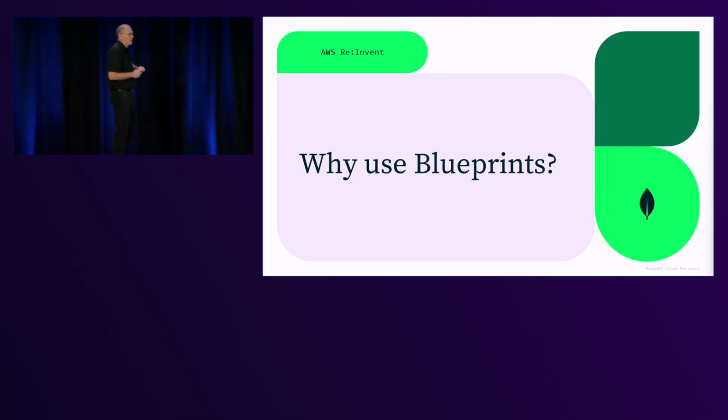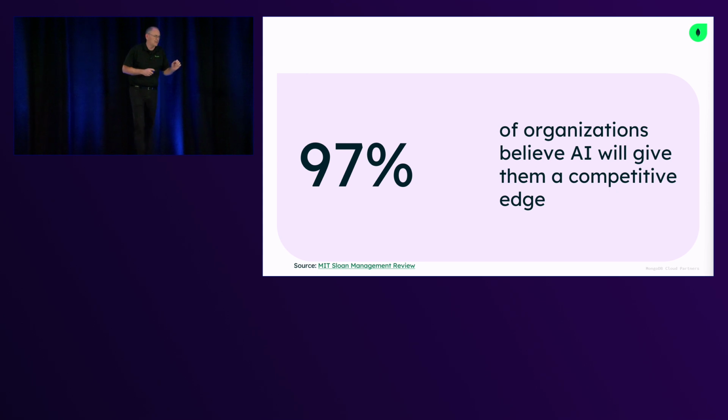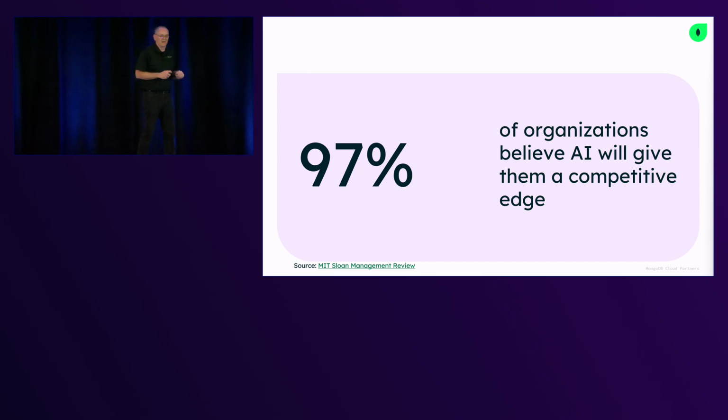So the first thing we're going to talk to is why blueprints, right? Why are blueprints important for you as a developer, as a business owner? And what's interesting to look back a little bit in time here, in 2019, MIT Sloan School of Business did a survey of organizations and got a response back saying 97% of those organizations felt that AI was going to give them a competitive advantage. Right, this was in 2019. Fast forward 5 years, and if you aren't using AI today, then you pretty much are lost, right? So the future is here, and it's here today.